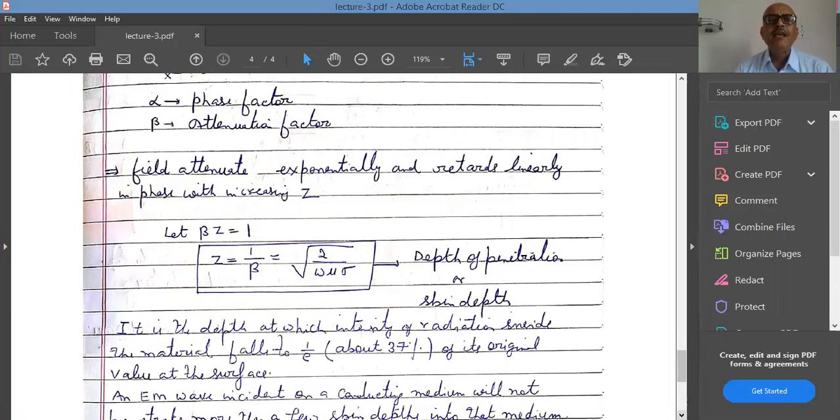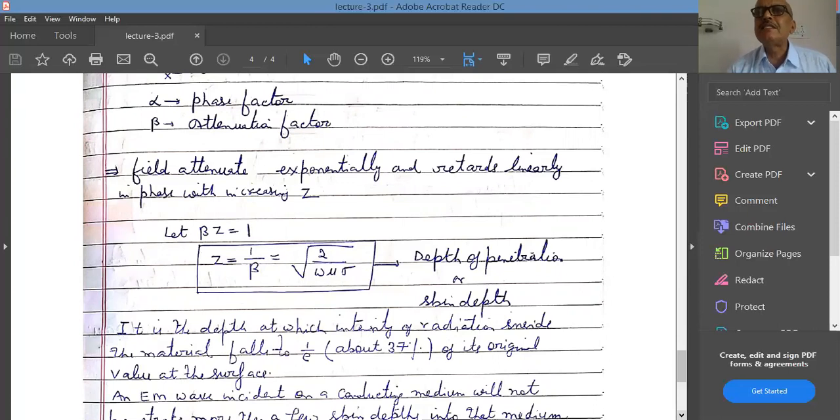Put the value of E, that amounts to about 37% of its original value at the surface. So as soon as the wave is incident onto a surface, its effect is limited to a few skin depths only. Skin depth means after traveling a distance equal to root 2 upon omega mu sigma, it will decay by 37%. So after a few skin depths, its effect will be lost.